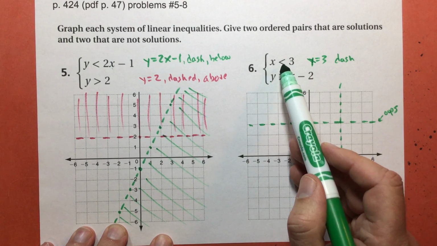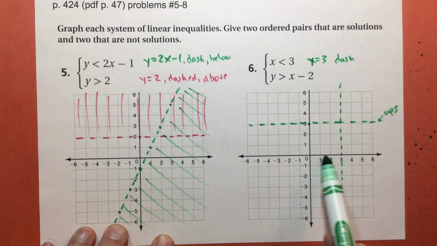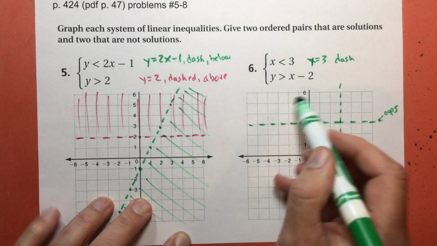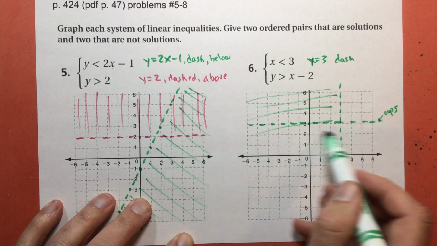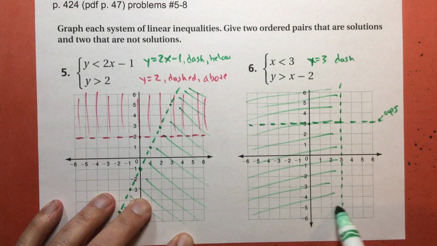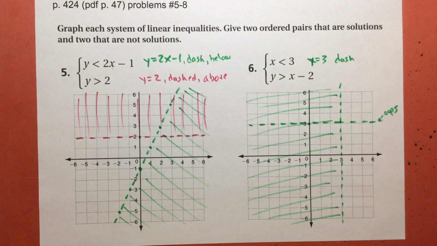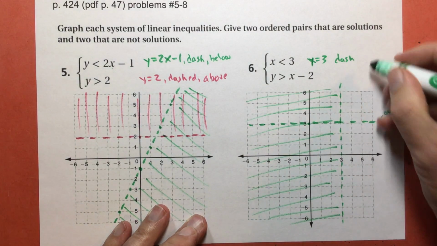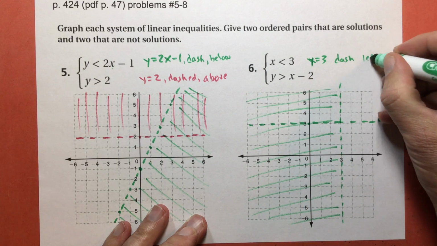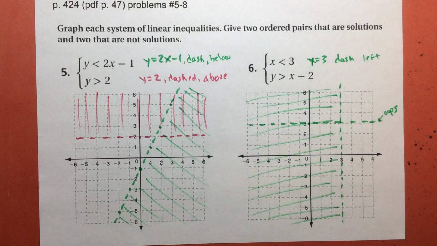I want x values that are smaller than 3. Here's my x's that are smaller than 3, so I'm going to shade this way. And because it's a vertical boundary line, I actually shade it to the left. That's the only time that we don't talk about above or below.